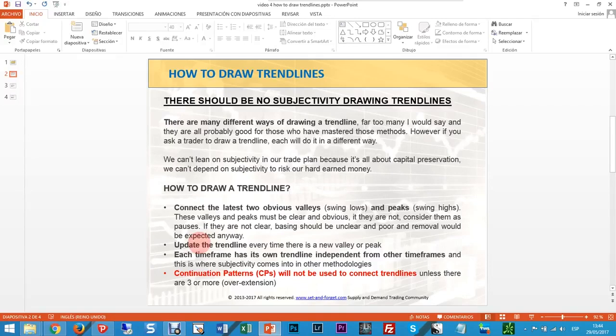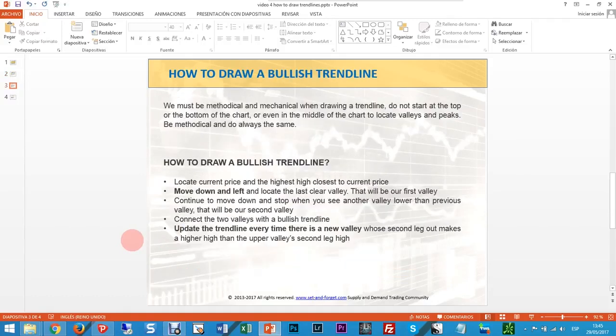Update the trend line every time there is a new valley or peak, and each time frame has its own trend line independent from other time frames. We need to do a top-down analysis of at least 3 time frames in our sequence. Continuation patterns, CPs, will not be used to connect trend lines unless there are 3 or more, and that is overextension, which will be dealt with in another video and lesson. We're going to look at some examples, but let me explain how to draw a bullish trend line.